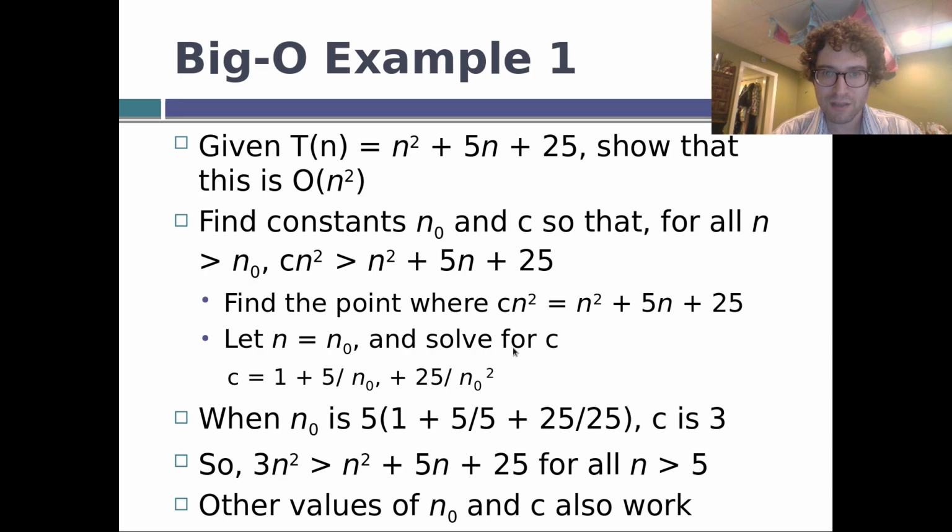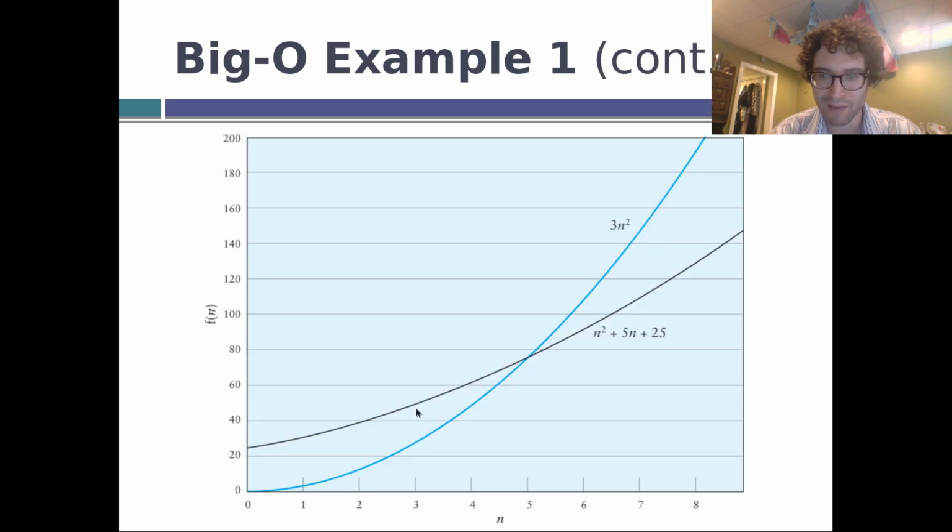All right. So how do we show this? We show that n squared plus 5n plus 25 is O of n squared. All we have to do is find an n naught and c such that at some point c times n squared is greater than n squared plus 5n plus 25. You just set them equal to each other, and you can work through it yourself because we're not going to do it in our class, but it's fairly straightforward. This is something you learn in math concepts.